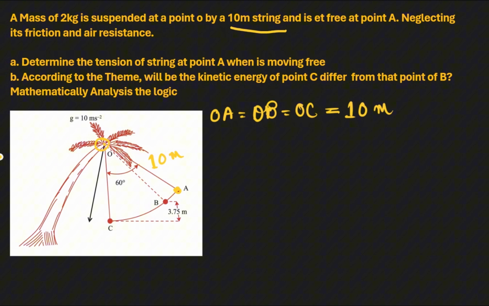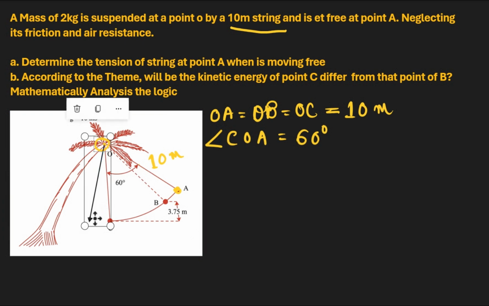So the angular amplitude, the maximum amplitude up to A, is 60 degrees. So the angle of COA is 60 degrees. This is also given, and the height traveling from C to B or B to C is 3.75. So this is the point.